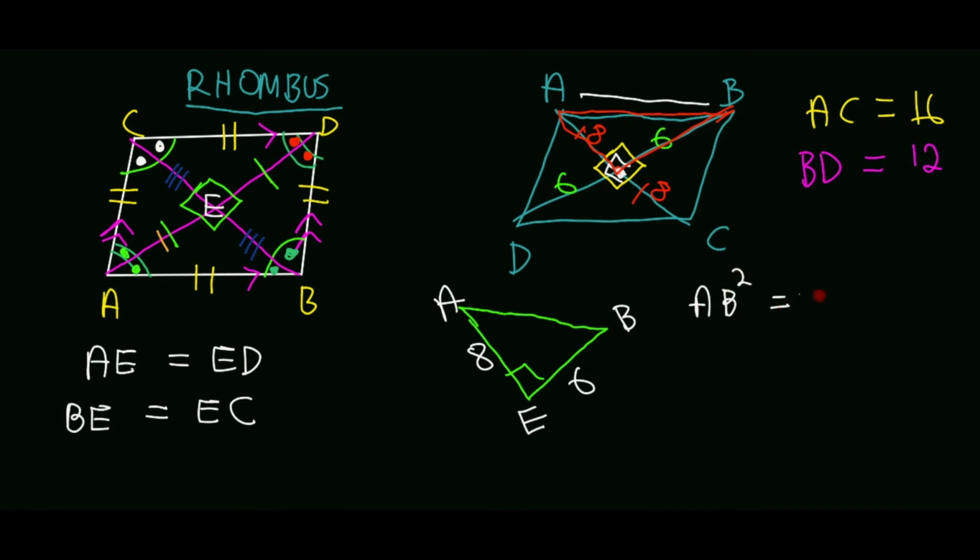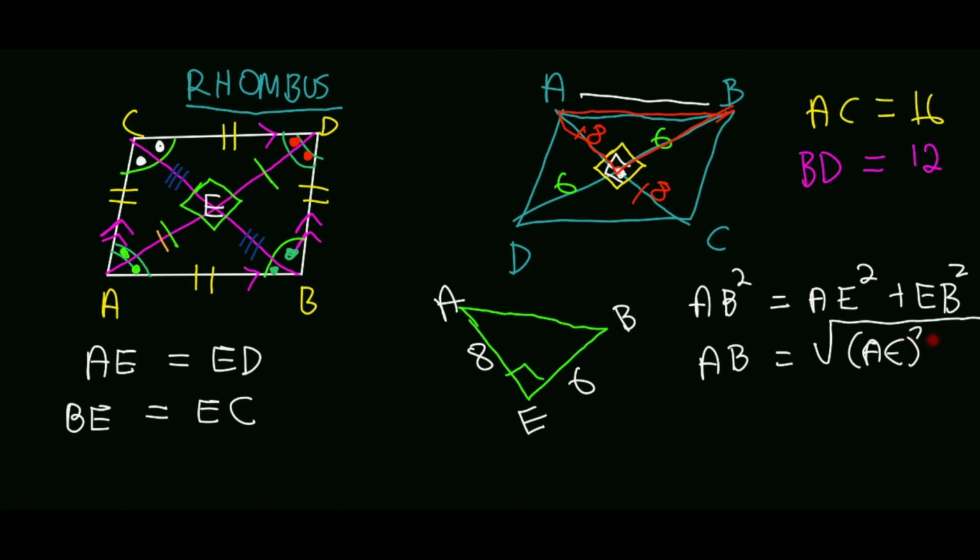AB squared equals AE squared plus EB squared. So AB equals the root of AE squared plus EB squared. So this is the same as AE is 8 and EB is 6. So the answer is 10. So from there we found this side, which is 10.